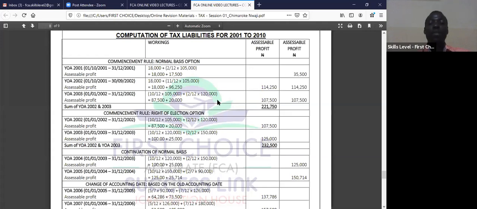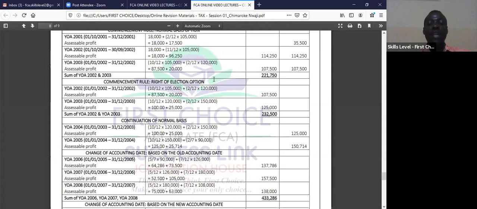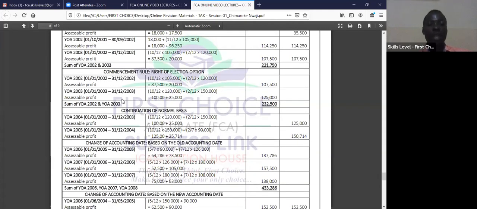Now, you add the second and third year, you get the figure, then you go to the right of election. You do the second and the third year again. This time, you're going to do actual year basis. January 1 to December 31st of 22, January 1 to December 31st of 23. So from there, you will know where you take your account. You'll be counting how many months you are taking, how many months the account was given.